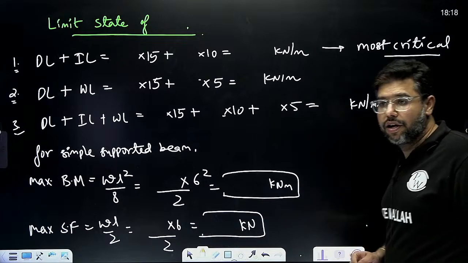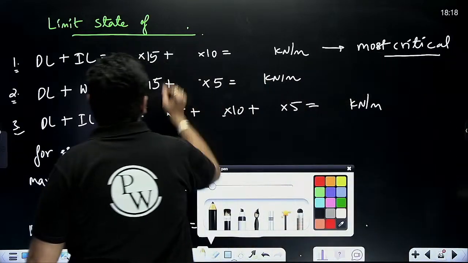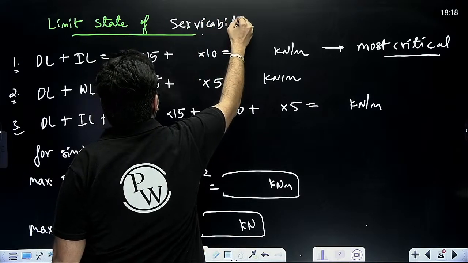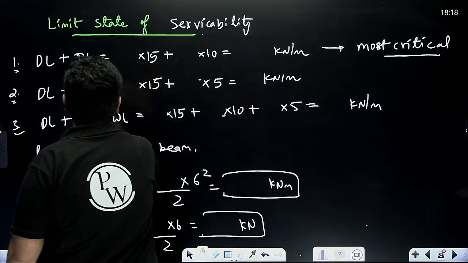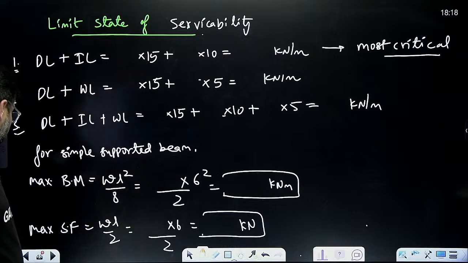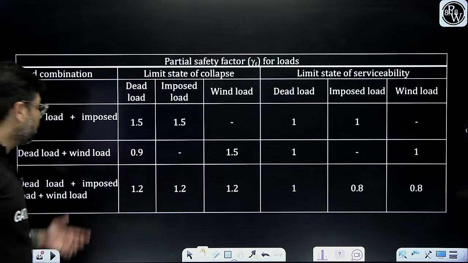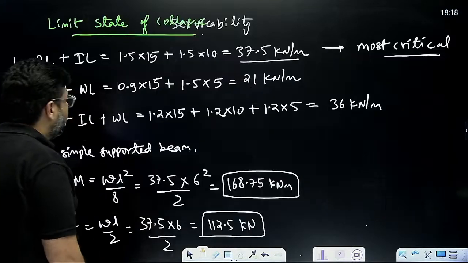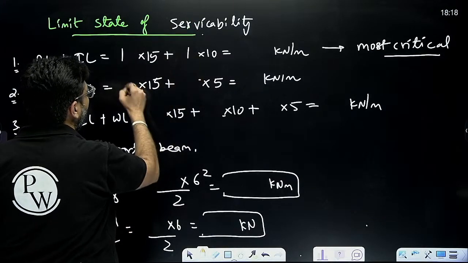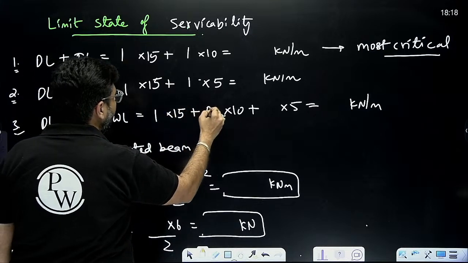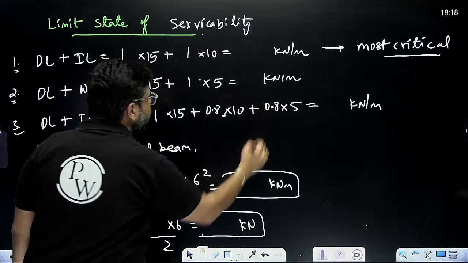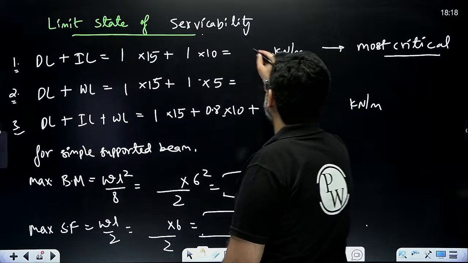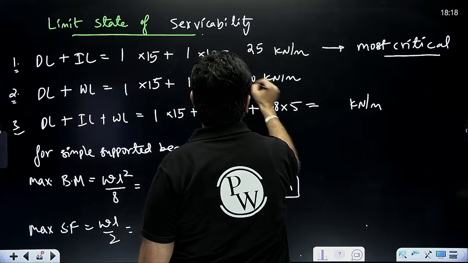You would have done a check for limit state of serviceability. Okay, Mr. Abdul. Now, when you check here, the same combination of load you are taking, but the partial safety factor will change. For dead load plus imposed load, 1, 1, 1, 0.8, 0.8. So, this you will take 1, 1, 1, 1, 1, 0.8, 0.8. The values will also change here. In the first case, you will get 25, 20, 27.